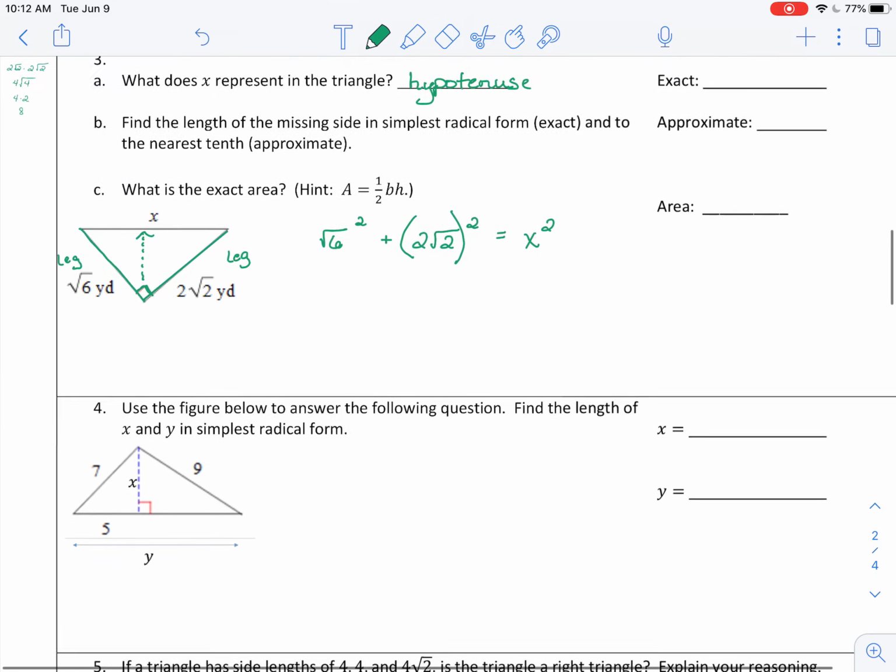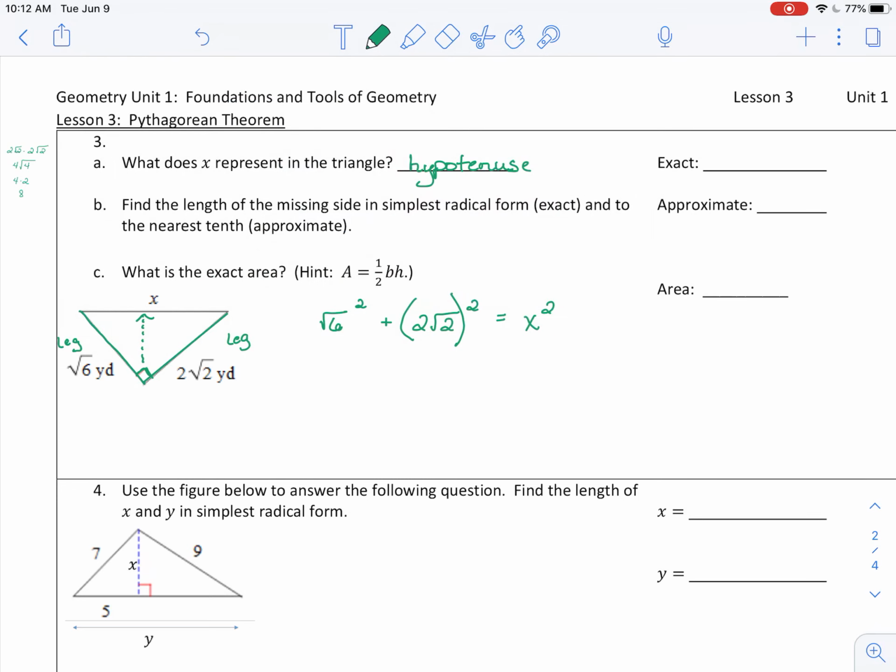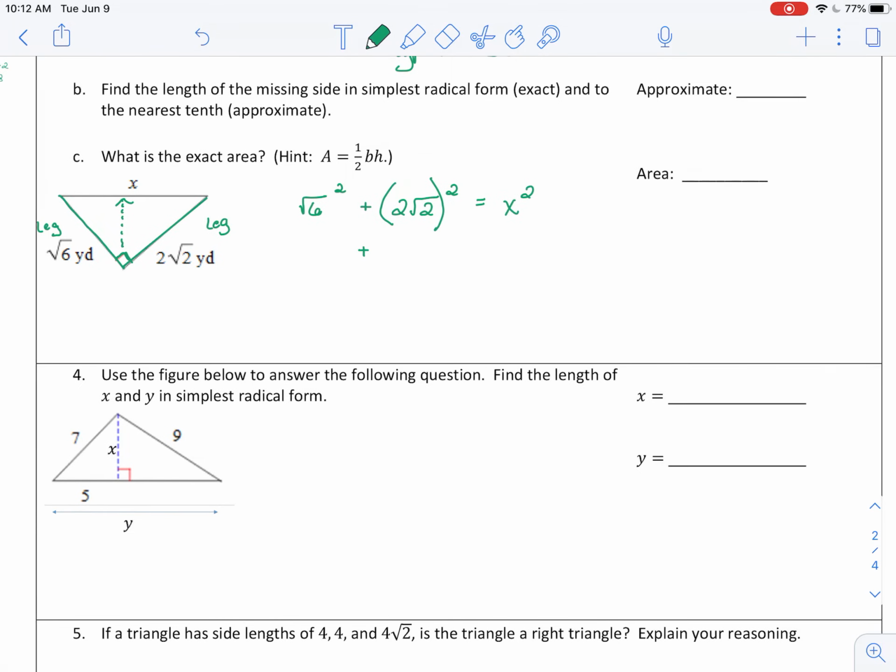If you are using a calculator and you don't use the parentheses, you will not get 8, and it's exclusively because you forgot your parentheses. So that turns out to be 8.